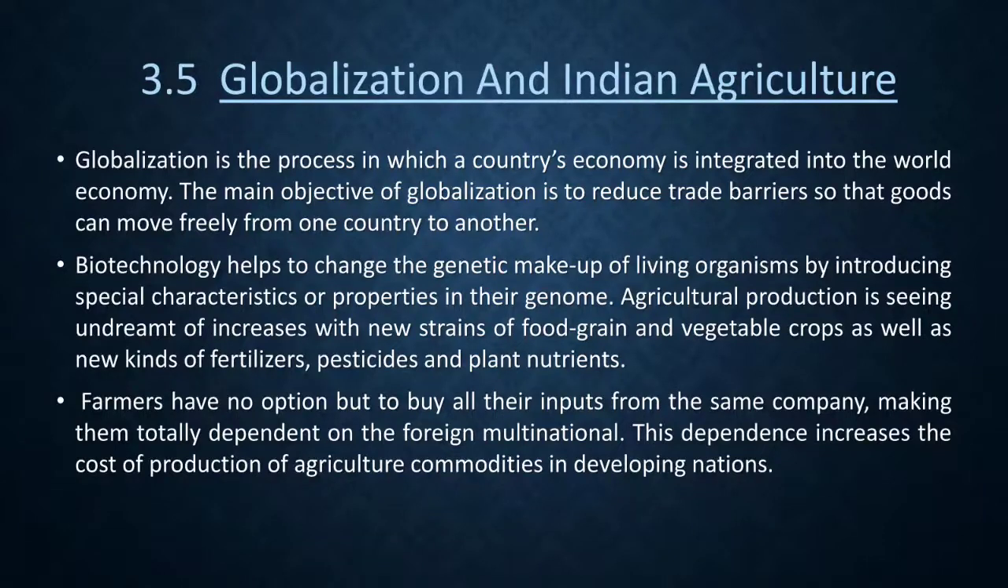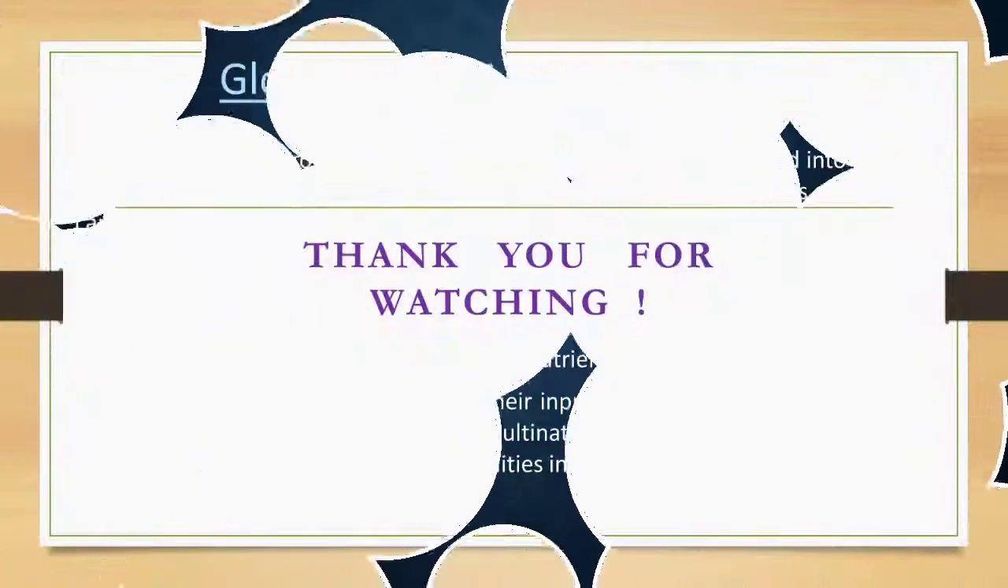Many of them have been acquired by multinational corporations such as Allied, Cyanamide, Chevron, DuPont, Ciba-Geigy, etc., and have now established their monopoly in the industry. The situation today is that the firm that sells genetically modified seeds also sells the new fertilizers and pesticides that ensure their high yields. Farmers have no option but to buy all their inputs from the same company, making them totally dependent on the foreign multinational. This dependence increases the cost of production of agricultural commodities in developing nations.